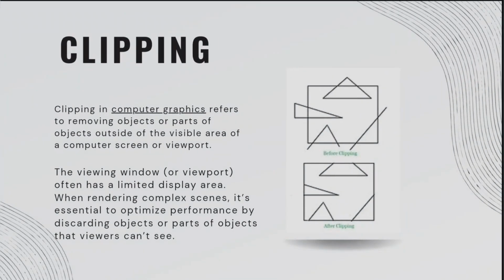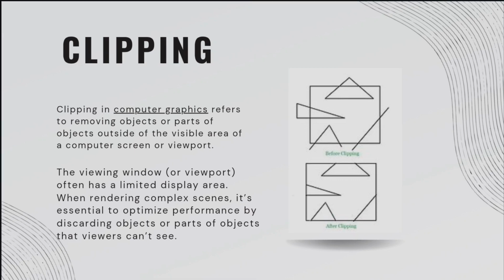Next is clipping. Ever wonder how your computer knows what part of an object to display on screen? That's where clipping comes in. Clipping in computer graphics refers to removing objects or parts of an object outside the visible area of computer screen.